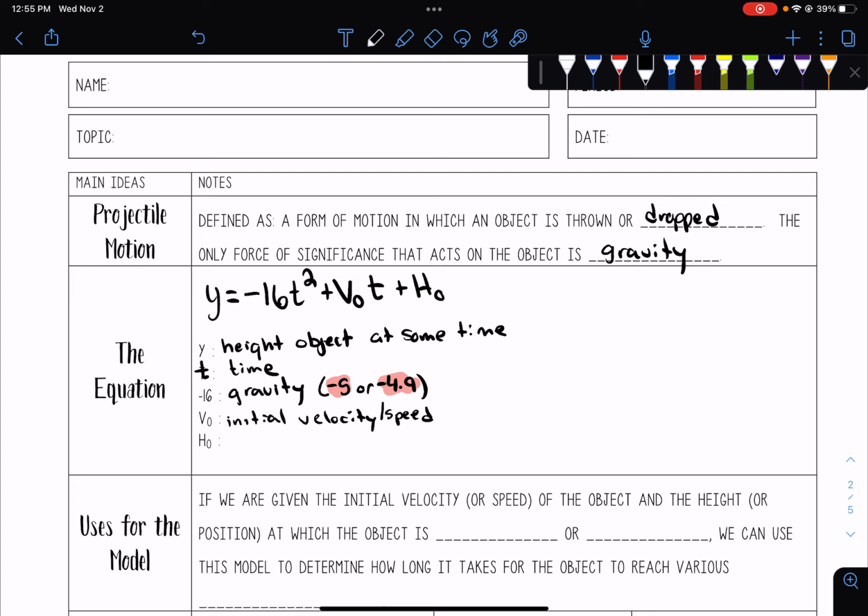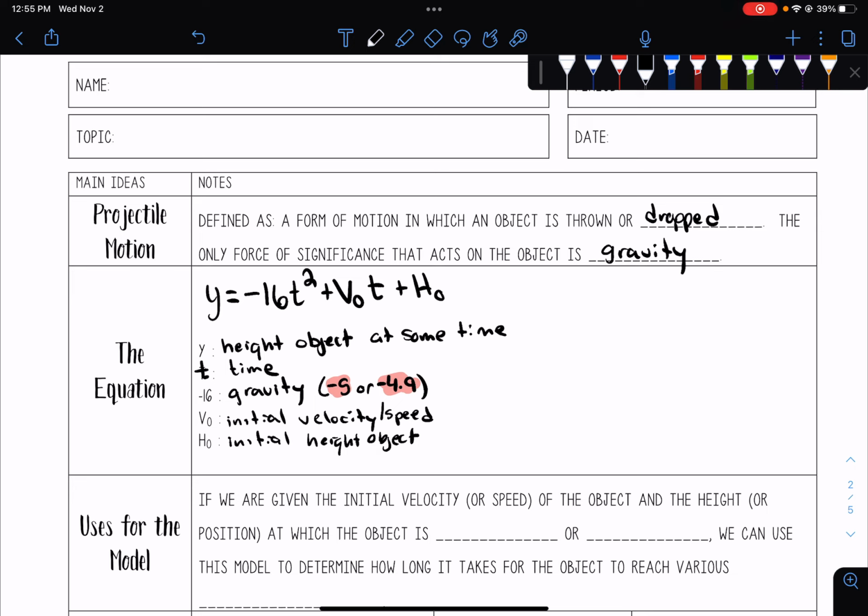And same with H naught. H naught is the initial height of the object. So maybe the object is getting thrown off of a roof, or maybe the object is getting launched out of an airplane that's flying through the air. Maybe the object is on the ground, it's a soccer ball, and it's going to get kicked into the air. So that H naught, again, it changes depending on the story problem. It's always a different number. It just represents how high the object is in the air.